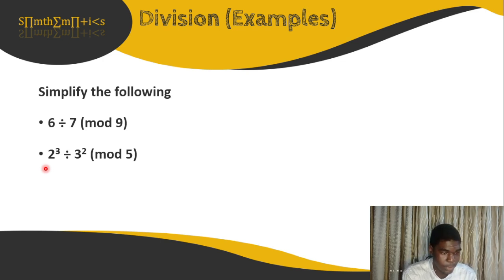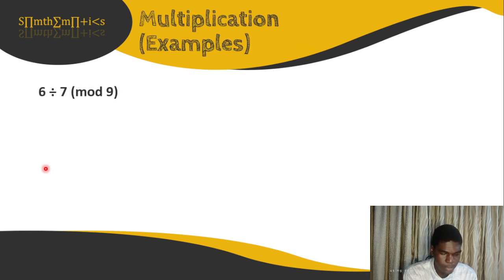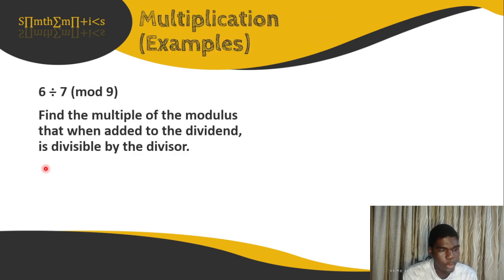So let's start with the first example, 6 divided by 7 in mod 9. When you want to divide in modular arithmetic, you find the multiple of the modulus that when you add it to the dividend is divisible by the divisor.